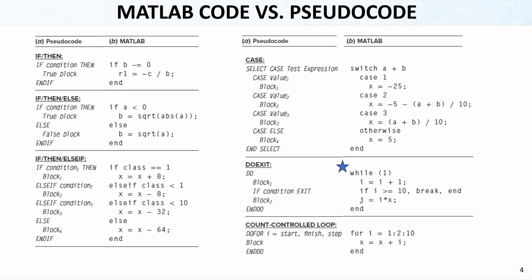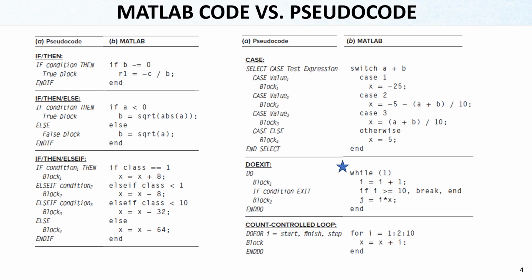For the do exit pseudocode, from do to end do, we have 2 blocks and an if condition. As we said earlier in the section on do exit, MATLAB will not use do but while in the code. So when you see this pseudocode, if you convert it to MATLAB code, you will use the while operation. In the while, we basically have a condition, then a computation block, and we finish it with end.